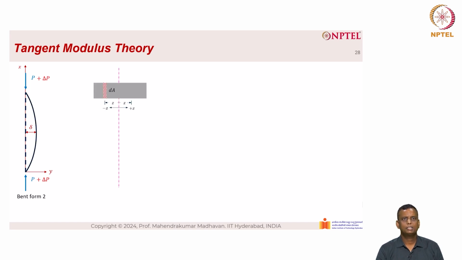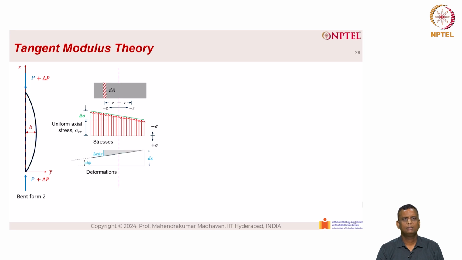We can see the cross-section area. The dotted line represents the neutral axis. To the right is positive Z, to the left is negative Z. We have a uniform axial stress, sigma critical, that is acting, and we have a variable stress, delta sigma. So these are the forces that are acting due to the applied load. The deformations are given here, so we have a deformation as shown in the picture.